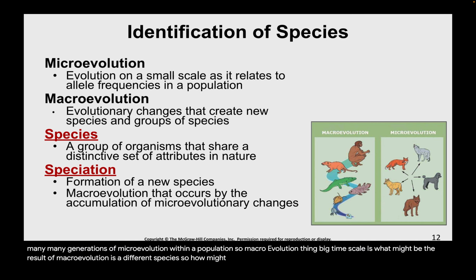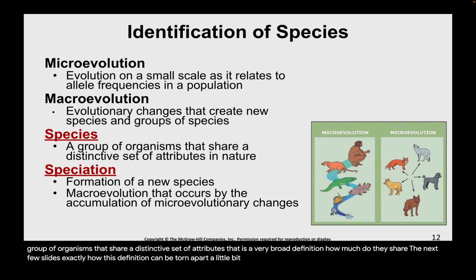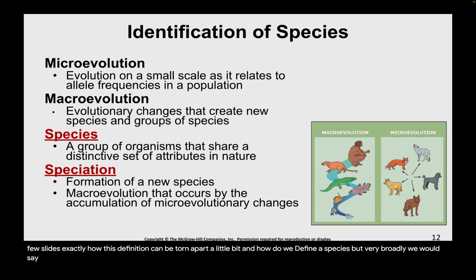So how might we define a species? Very broadly, we would say a species is a group of organisms that share a distinctive set of attributes. That is a very broad definition. What attributes? How much do they share? We are going to see through the next few slides exactly how this definition can be torn apart a little bit and how we define a species. But very broadly, organisms that share a set of attributes.